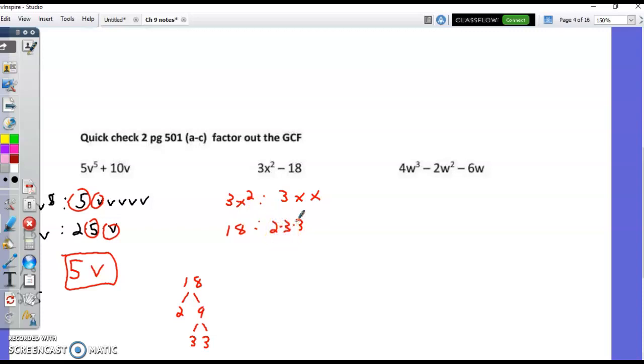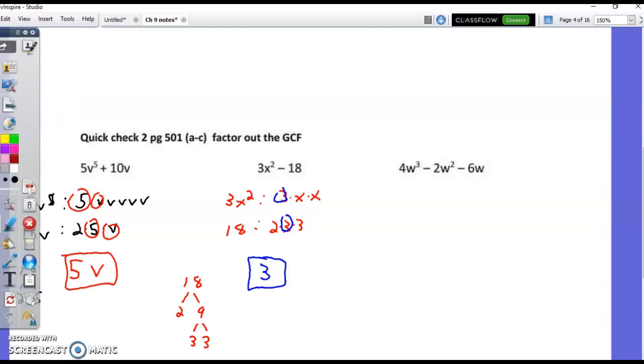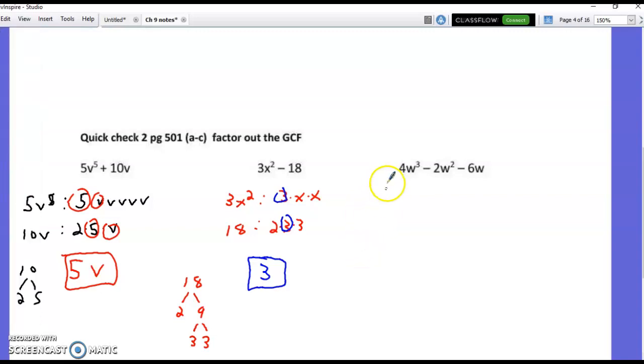I'll put the dots there just so you're not confused. And then when we look at what's in common, you can see we have a 3 in common in both. So for this, our GCF is just 3. Can't use a variable because there's no variables in that one. All right, our final example for this. And pause this if you want to try it, go ahead.